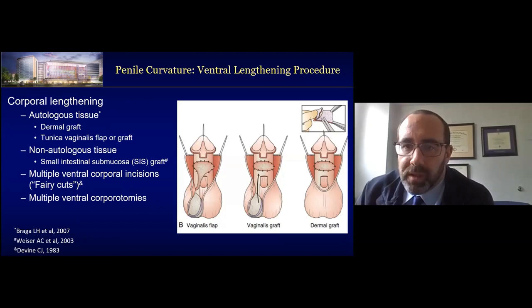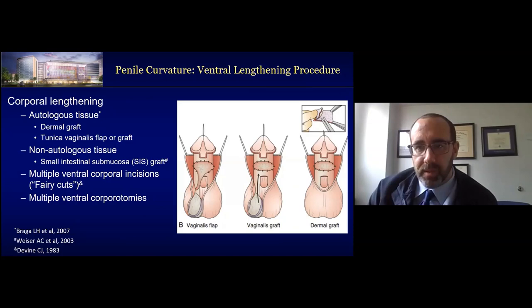So I talked about some of the more aggressive techniques. So here we are, this is the ventral lengthening procedure. Basically what you do for these is make an incision on the ventral aspect of the penis, the area where it's shorter, so that you can release the tension there. And there's a couple of different approaches to that.